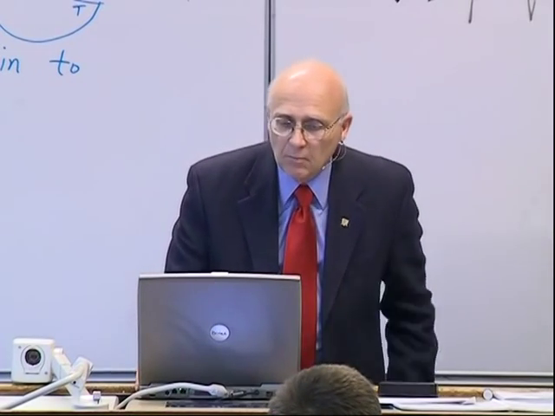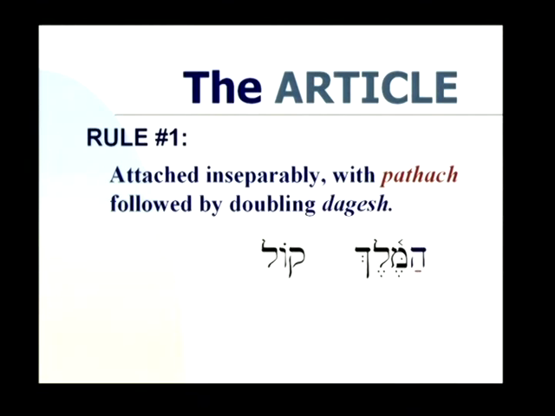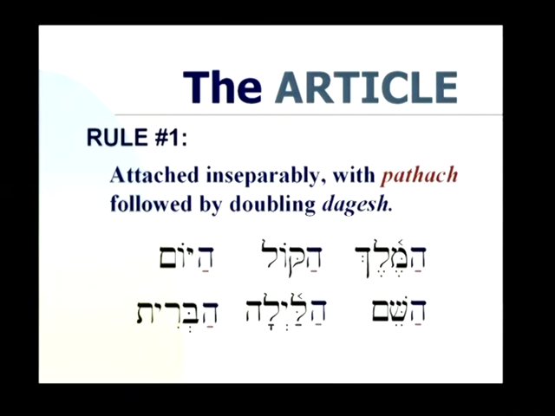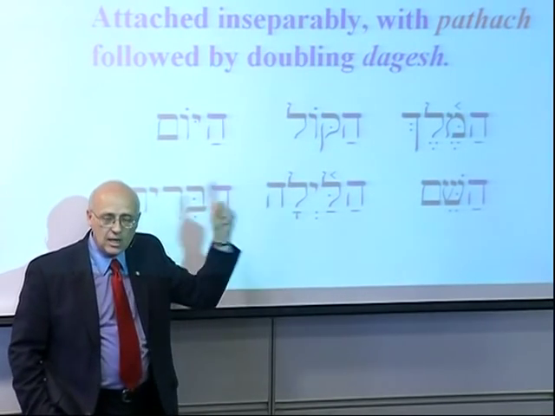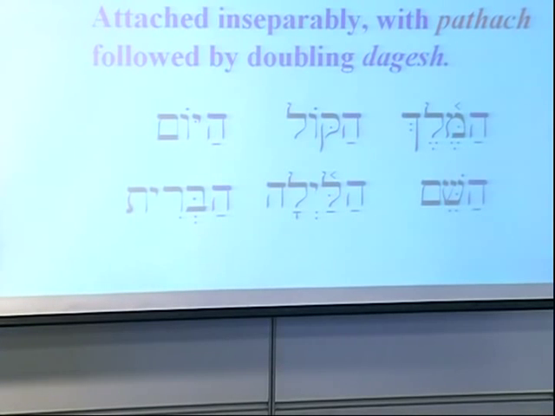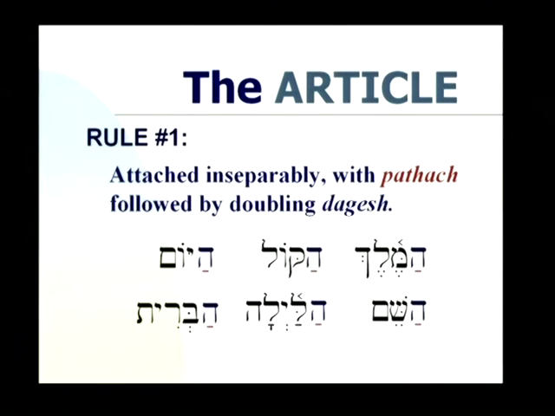On the article, make certain that you are able to attach articles to nouns that are provided for you, just like you did in the exercises. So go back over all the rules of the article. Remember this very basic rule here, that the normal article attached to a noun that does not begin with a guttural is going to be a hey with a pathach and a doubling dagesh in the first letter. All the other aberrations, all the other options have to do with gutturals. If you have a non-guttural, this is the only way. All the other ways have to do with gutturals.